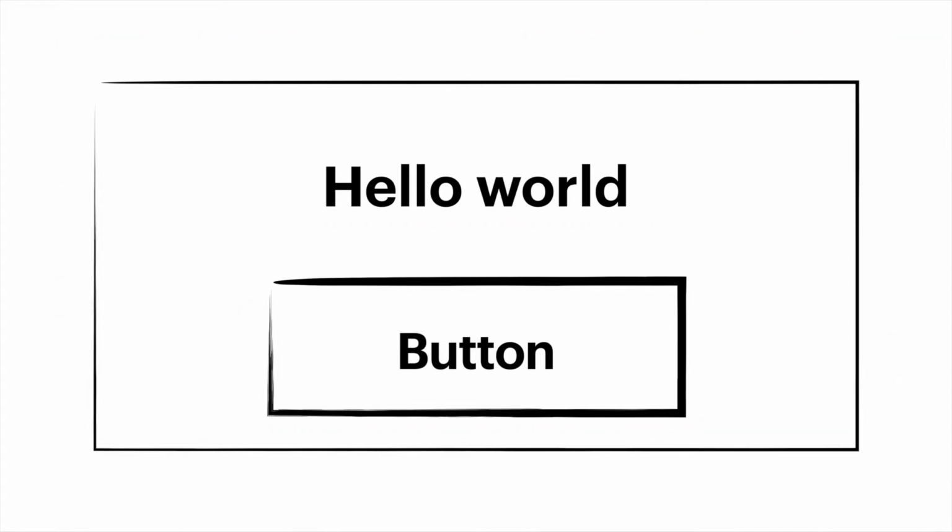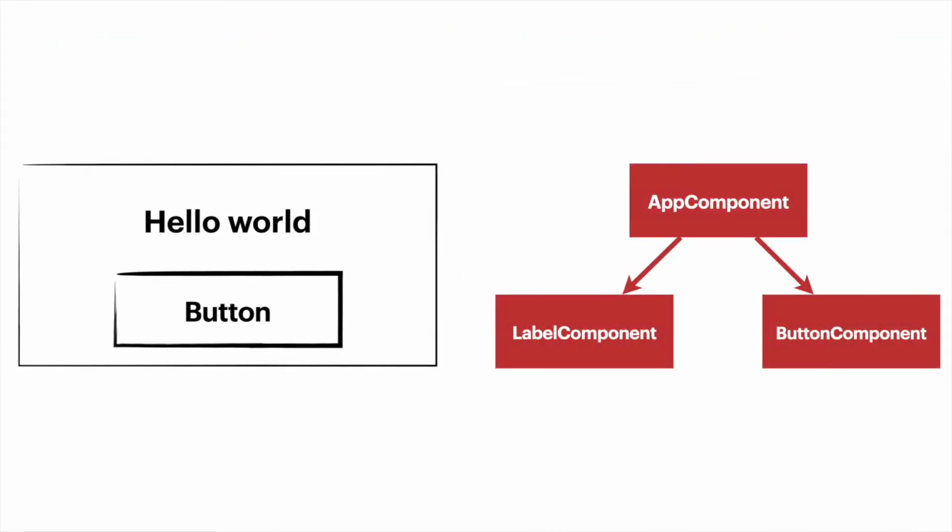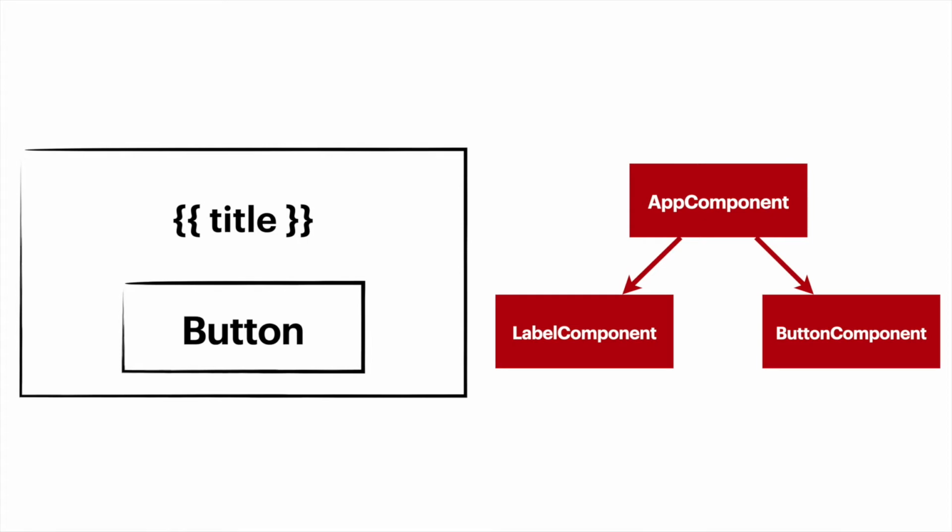Angular is going to operate over the following component tree. Under the hood, the label component has a single binding to the title property. Now let us suppose that the user clicks on the button. At this point, Angular will perform change detection.